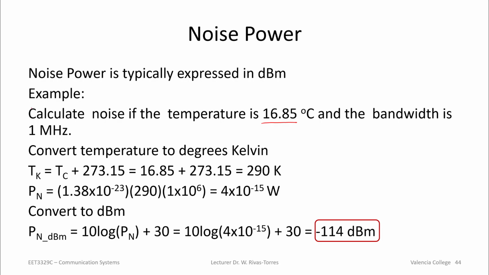So our first step is right here. We want to convert our temperature from Celsius to Kelvin. So we add 273.15 to 16.85, and we end up with 290. So this is the 290. This is that IEEE temperature.